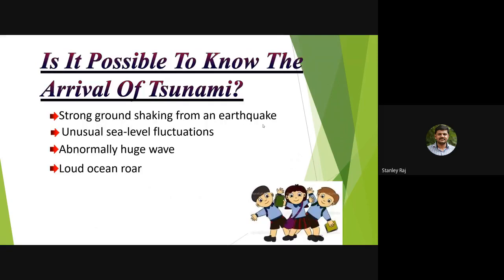Okay. So is it possible to know the arrival of a tsunami? Yes, possible. From the seismic wave information at a seismic station, we can understand how it happens, when it happens, how much distance, and how much depth the earthquake happened at. Through all this information we can understand the earthquake happenings. So unusual sea level fluctuations will be there, then an abnormal huge wave, like a loud ocean roar.